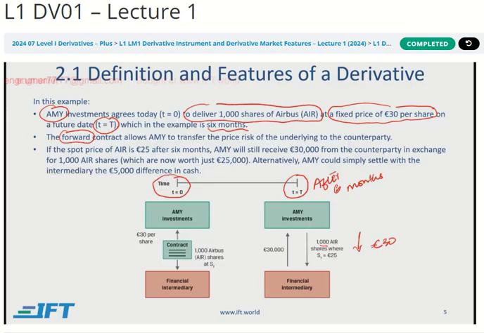And let's say the spot price in the market is 25 euros. So because they got into this contract at time 0 that we will sell for 30, after 6 months they are receiving the payment based on 30, that 30 into 1000 shares, they are receiving 30,000 even though the price in the market has fallen to 25.